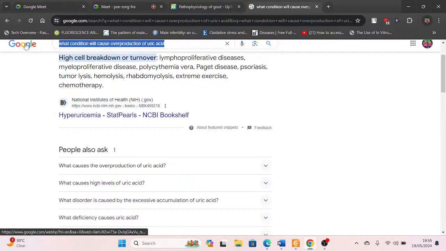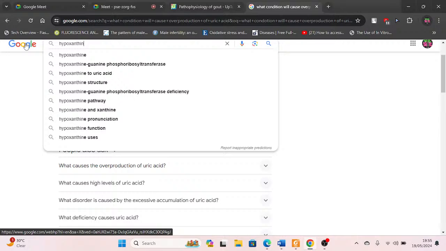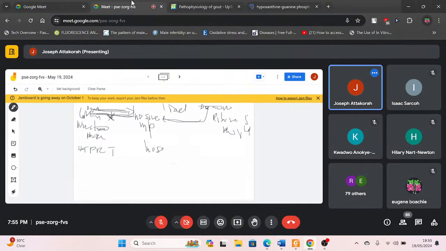Then what happens is that these inosine monophosphate will be converted to inosine. And this inosine will then be converted to hypoxanthine. And hypoxanthine will be converted to xanthine. Then this will be converted to uric acid. So hypoxanthine to xanthine, we have xanthine oxidase. And xanthine to uric acid, we have the same xanthine oxidase.